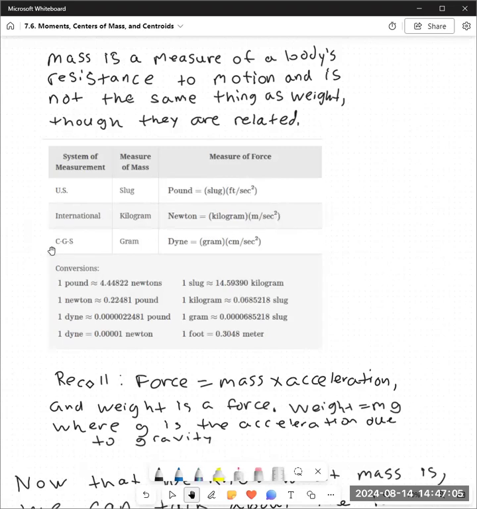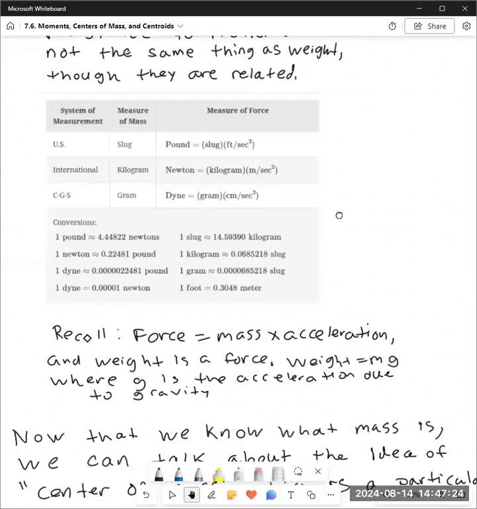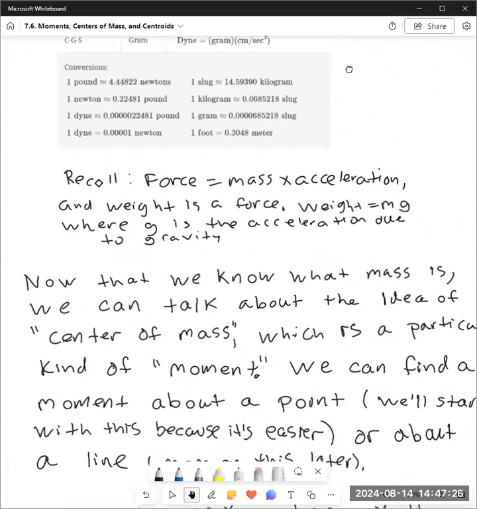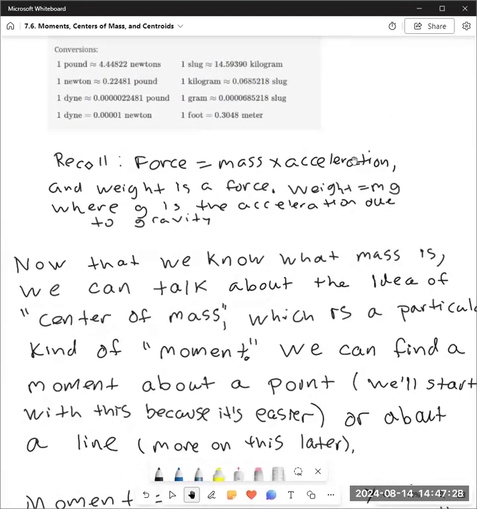In the CGS system, the centimeter gram second system, the gram is the unit of mass. Our unit of force is the dyne, and a dyne is a gram centimeter per second squared. Our conversion factors are here. I think we talked about those previously. I'll leave them right there while I keep talking about this next idea so that you have those conversion factors and you can write them down.